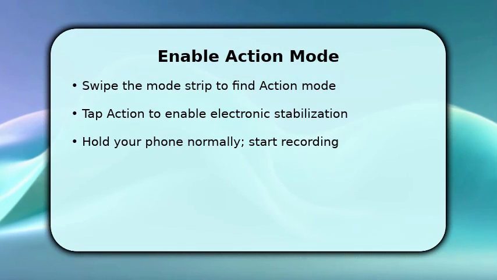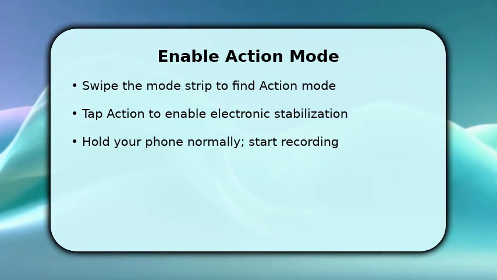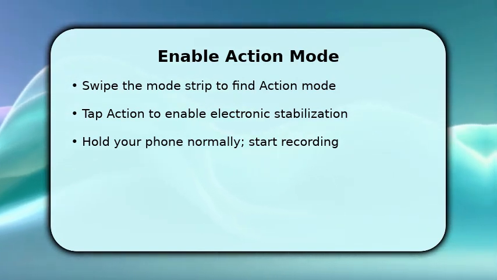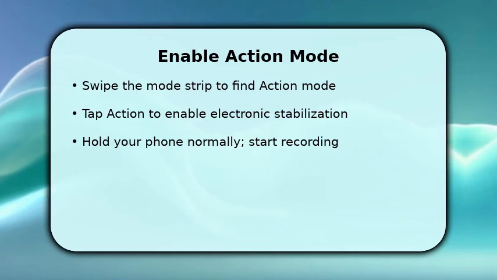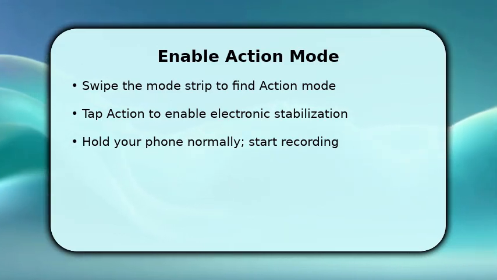You now swipe the mode strip left or right until you see action mode. It's listed with a running person icon. Tap action to enable the aggressive electronic stabilization that reduces shake for moving subjects. This is why you use it versus standard video. Make sure the indicator confirms activation, then press the red record button.